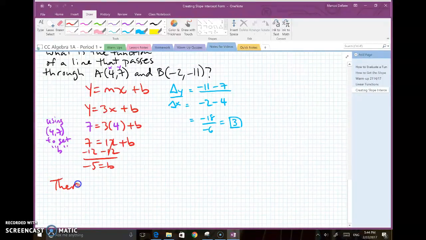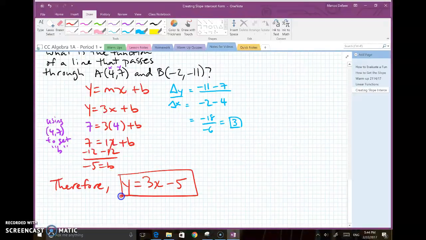So therefore, what I have is y is equal to my slope, which is 3, so it's y equals 3x, and then my y-intercept, which is -5. So my function is y equals 3x minus 5.